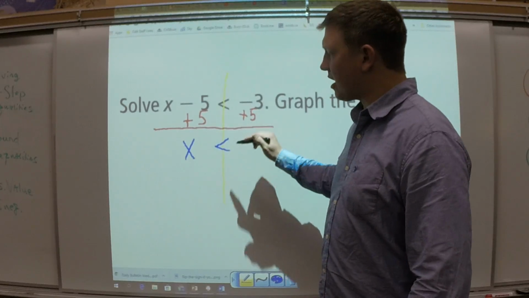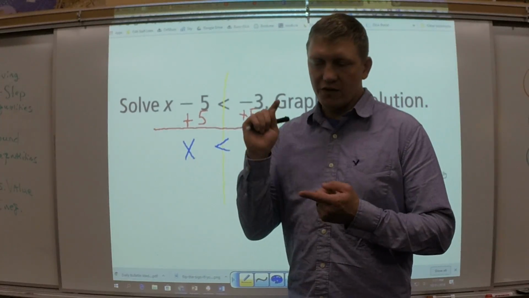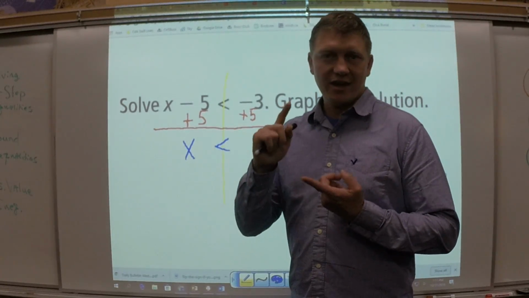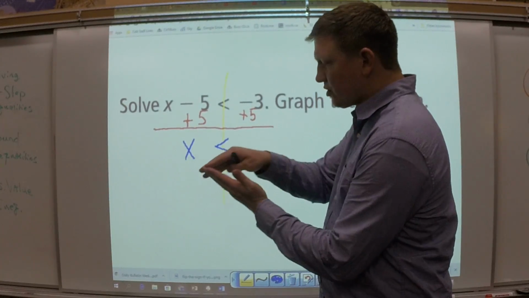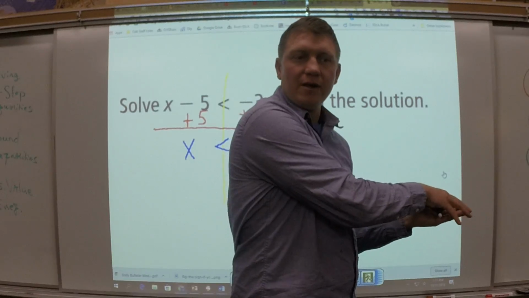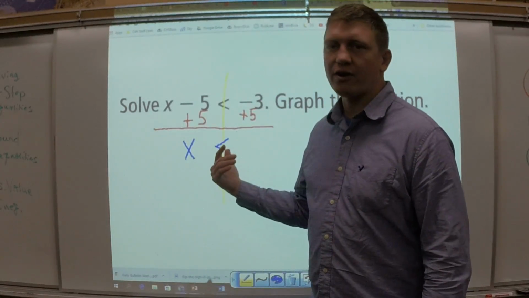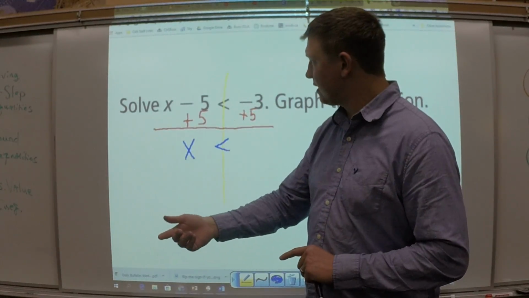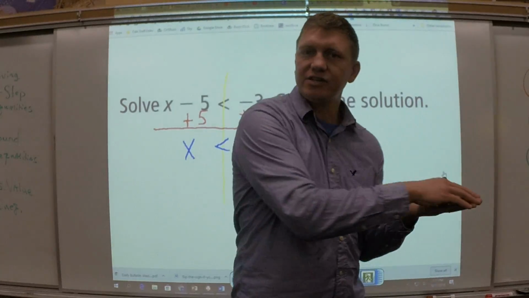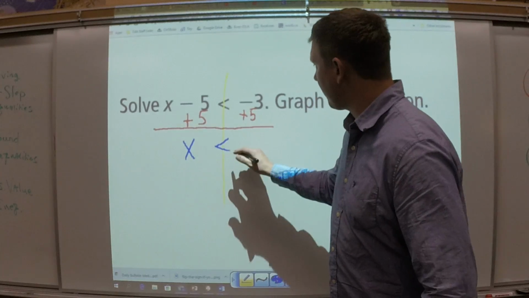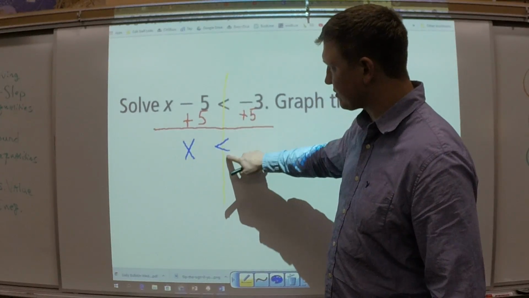Now you might have heard us talk about a rule in the past where when it comes to inequalities, if you multiply or divide by a negative number, then that takes your inequality and flips it around. In this case, I'm not multiplying or dividing by a negative number, so I don't have to flip the inequality around. So in this case, it stays the same. I drop it straight down.